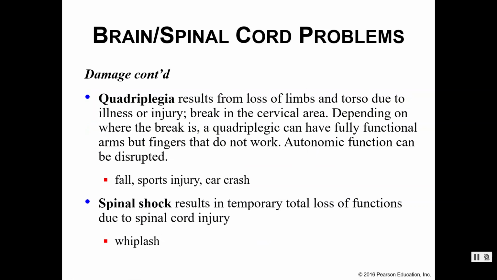Okay. All right, quadriplegia. Okay, again, we've damaged our spinal cord somewhere. This results from loss of limb and torso movements due to either illness or injury. You have basically damaged your spinal cord somewhere in the cervical region. Okay, and depending on where you have damaged your spinal cord will depend on how much function you have lost. Okay, there are varying degrees of movement that you could or could not still experience.